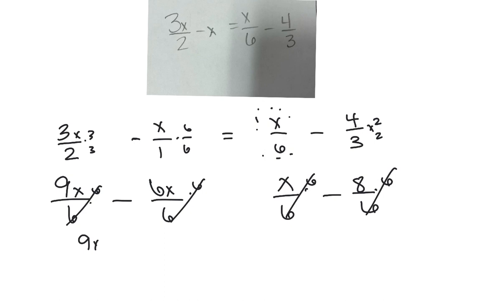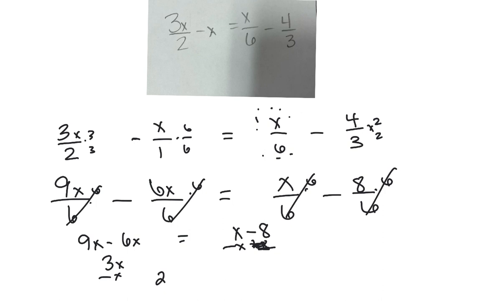I get 9x minus 6x, which is 3x. And I get x minus 8. So I add 8 to both sides. No, I don't do that. I take x off of both sides.